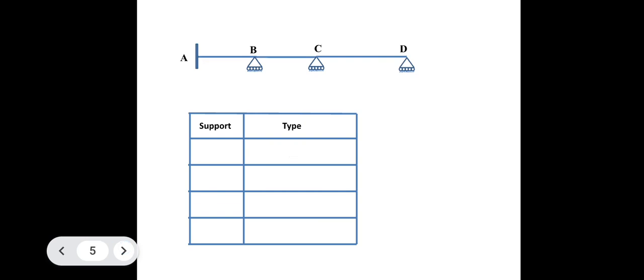Once again, A is denoted by fixed support. B is intermediate, which comes under the category of continuous. C is also intermediate, that is continuous support, and support D is a simple support. If we see another example, A is fixed, B is continuous, and support C is simple support. No support is provided at D.